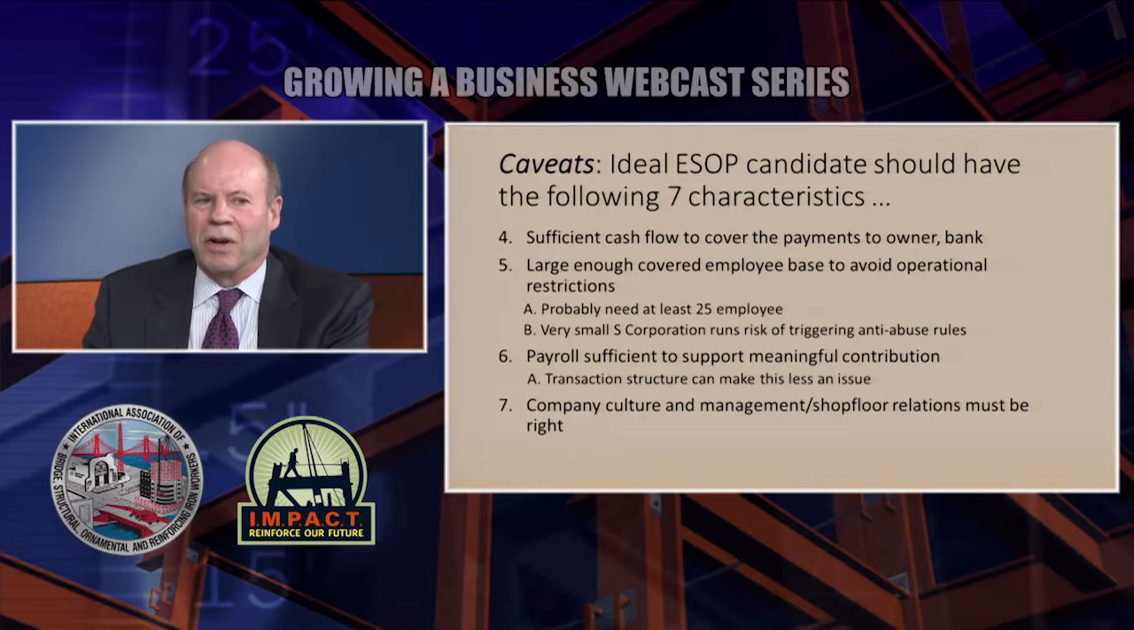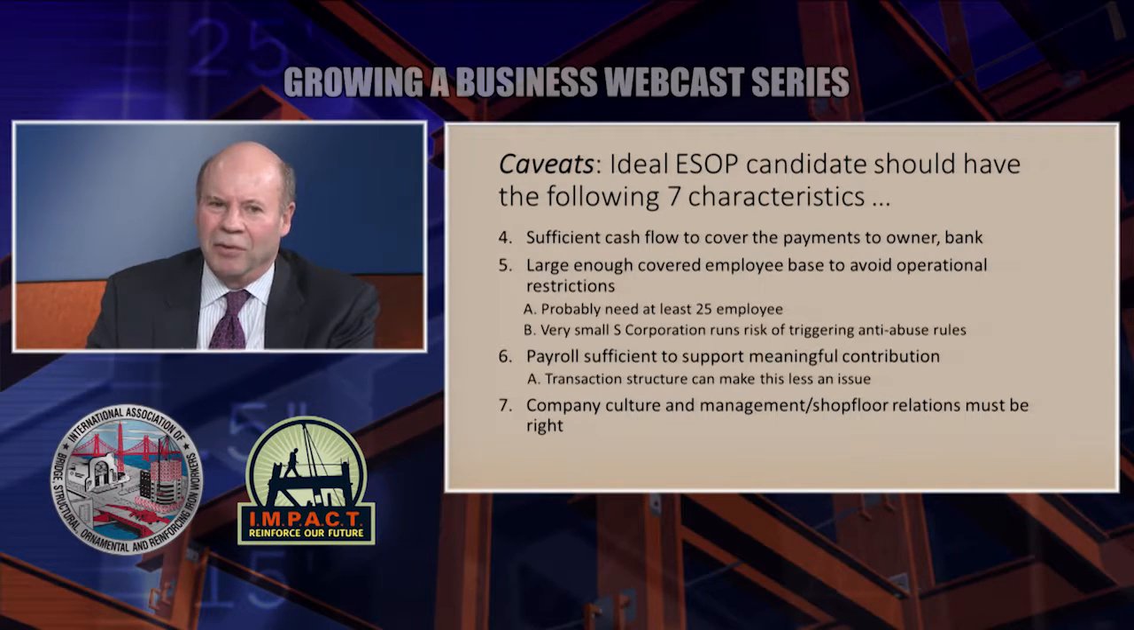There may be some situations where the ESOP is never going to own 100%, and that's fine. That's part of the whole discussion at the beginning during the feasibility: what's the ultimate objective? Okay. The next characteristic is, obviously we need to have sufficient cash flow generated in the business to pay off the bank if we're putting in some bank financing, and also to pay the owner for the shares.